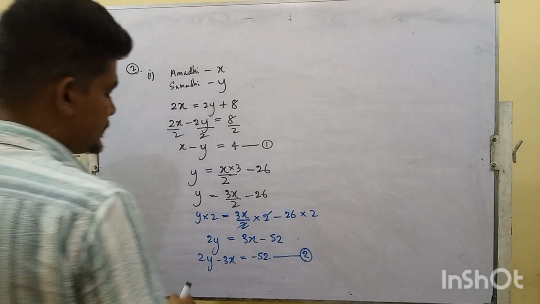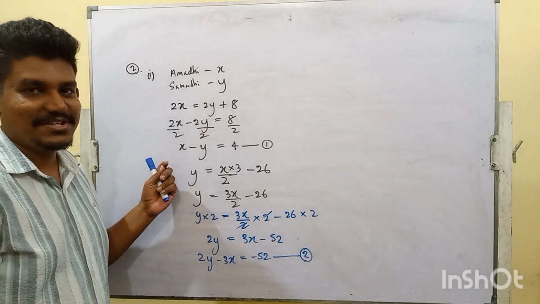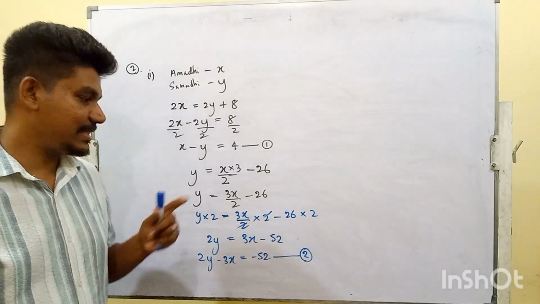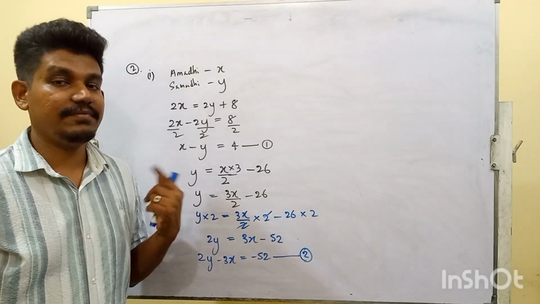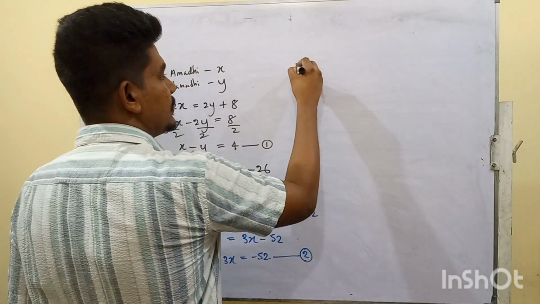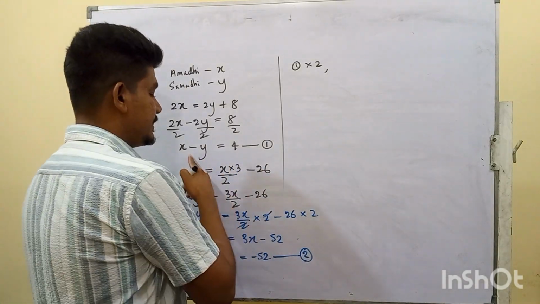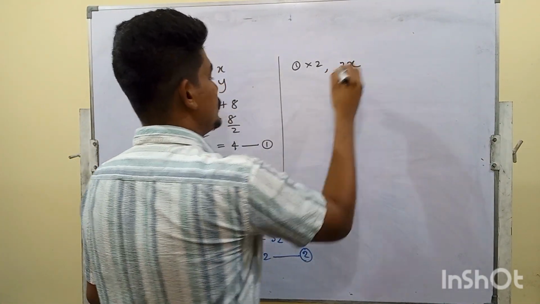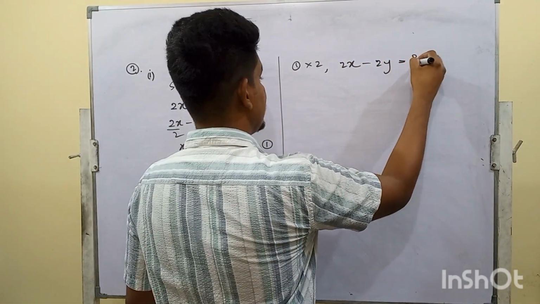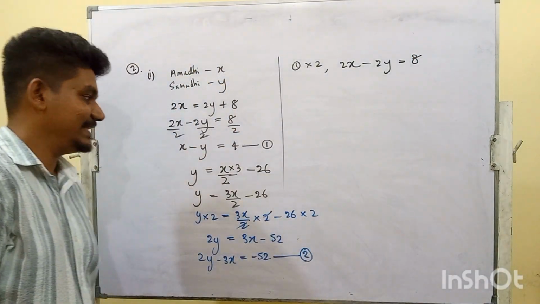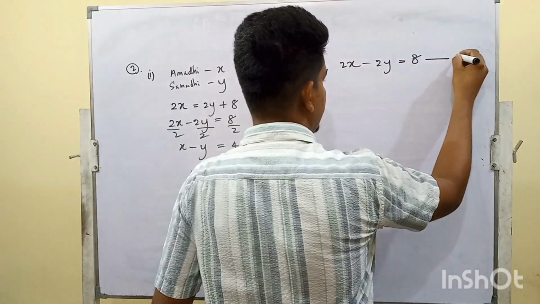Right. Then which term can be removed easily? We have 2y and y, 3x and x here. So you can either multiply the first equation by 3, then you can make the coefficients of x equal. If you multiply it by 2, then you can make the coefficients of y equal. Therefore, I'm going to multiply 1 by 2. Then it's easy, right? If you multiply equation number 1 by 2, it will be 2 multiplied by x, 2x. 2 multiplied by y, minus 2y. 2 multiplied by 4 is 8. Right? I multiplied equation number 1 by 2, and I'm going to name it as 3.